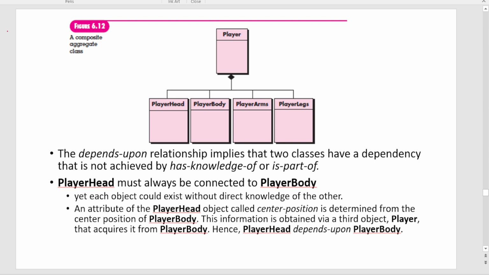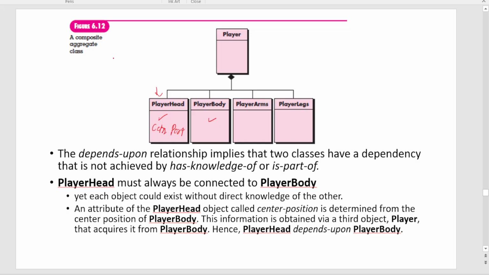That means the head actually should not know what the class called body is, because all these classes, head, body, arms, and legs, are independent, isolated classes, but they should provide certain information to one another. An attribute of a player head object is called center position. So there should be something called center position, which is determined from the center position of the body.